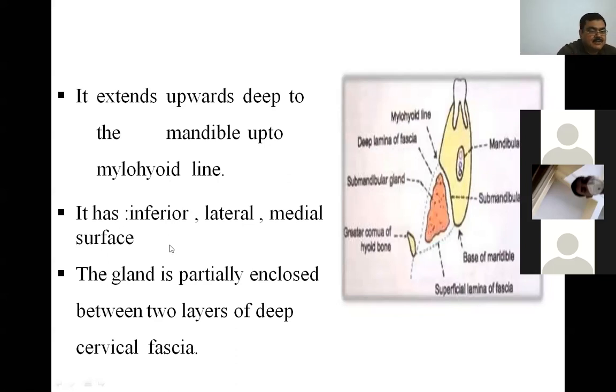It has three surfaces, and borders: superior, inferior, lateral, medial. Here is the lateral surface. This is the medial surface. This is the inferior surface. So lateral, medial, inferior surface. The gland is partially enclosed between two layers of the deep cervical fascia.